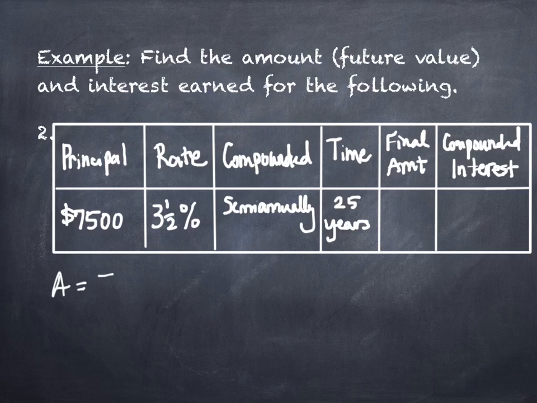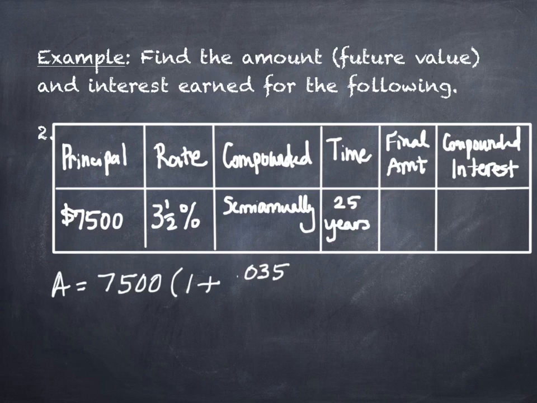Okay? So the final amount says that I do A equals, what comes first? P, which is the 7,500. The principal, 7,500. And then I have a parentheses with the 1 plus. Then what? The interest rate. What's the interest rate, Colt? 3.5. So how do I write that as a decimal? Close. 0.035.